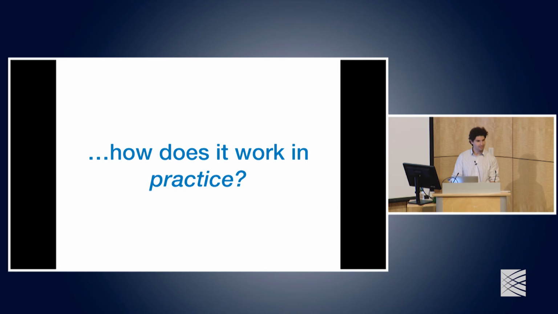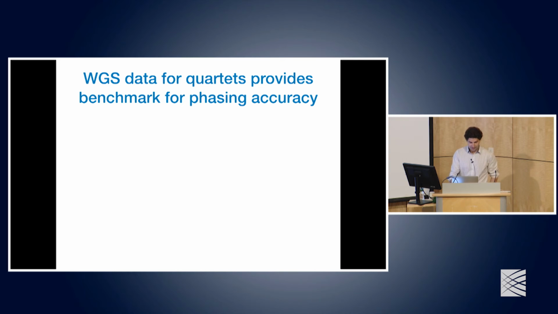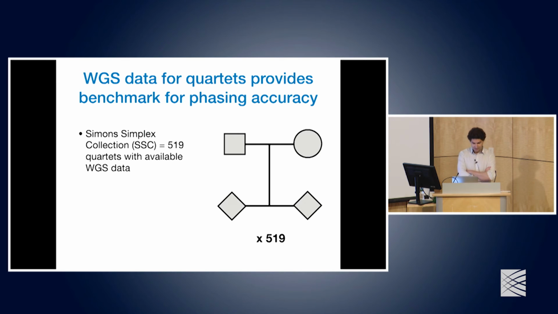How did we benchmark our methods, and how well did we do? So to benchmark our results, we needed to generate a collection of gold standard data. To do so, we used whole genome sequence data in quartets. Specifically, we used data from the Simons Simplex Collection, which is a study of autism involving 519 quartet families. Each family consists of 2 parents and 2 children, and each participant was whole genome sequenced.